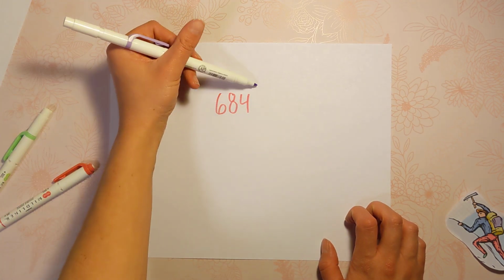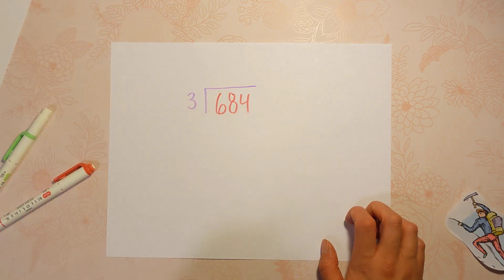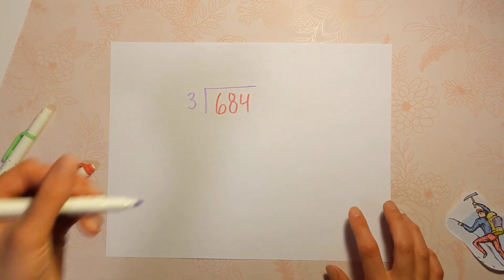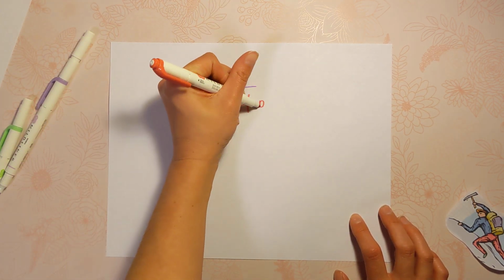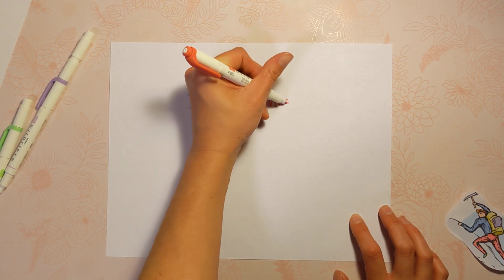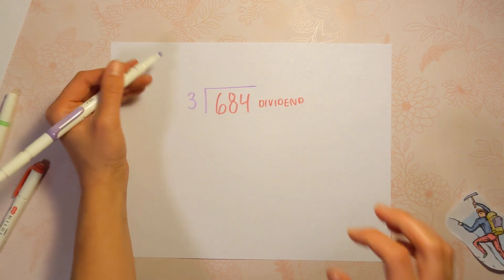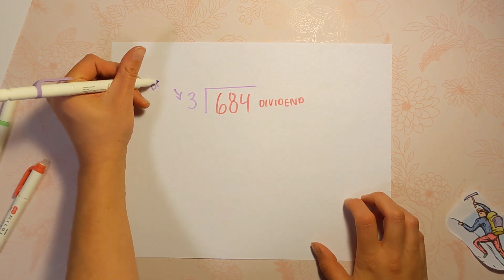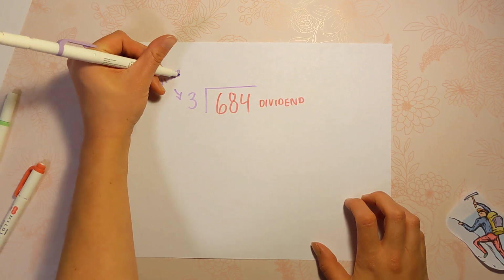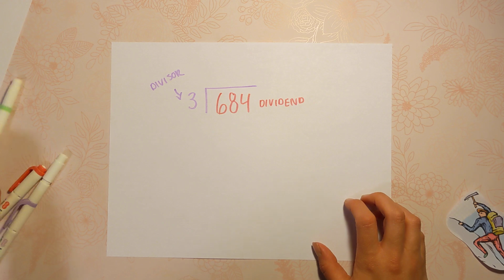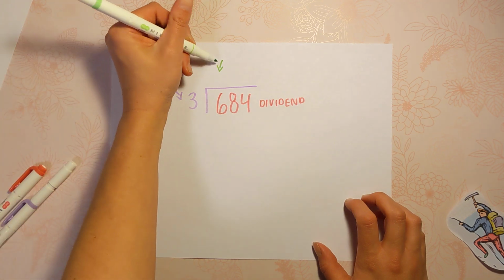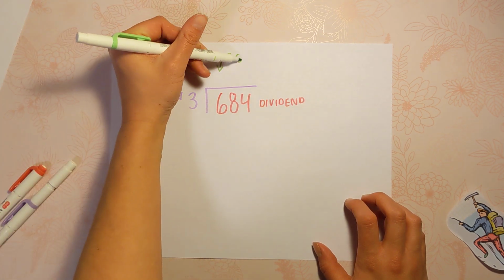divided by 3. This number here is called the dividend. The dividend is a fancy word for the number that's getting divided. This number right here is the divisor. It's a fancy word for the number you're dividing it by. And the answer up here is called the quotient.